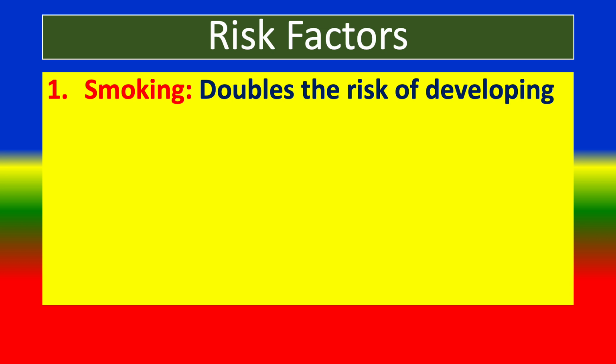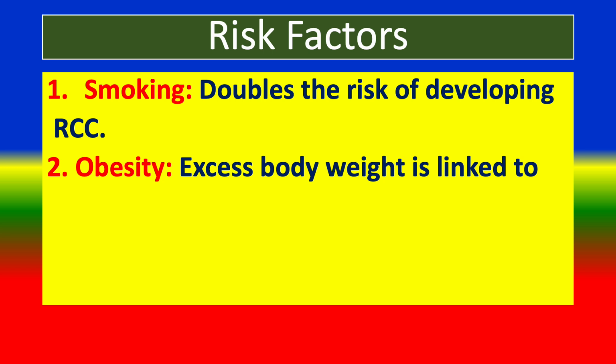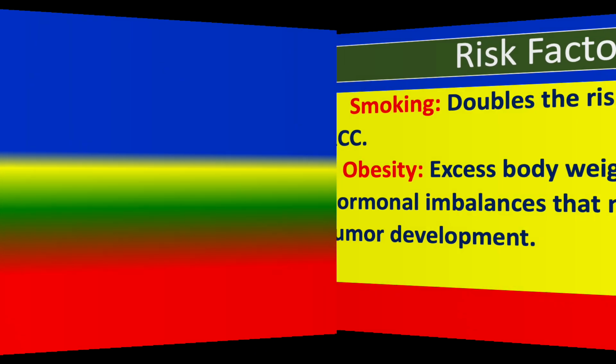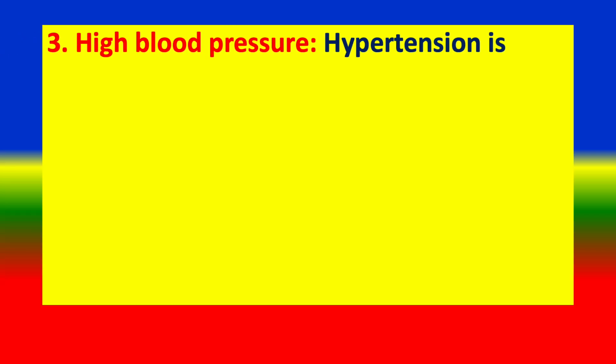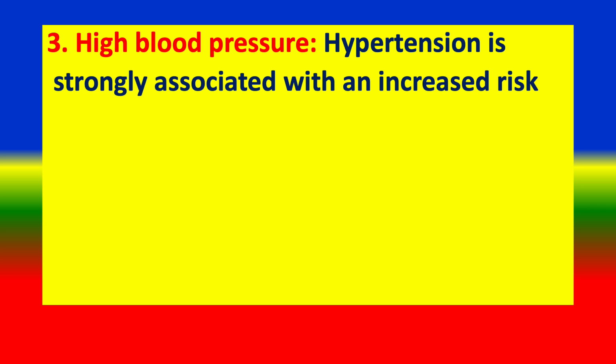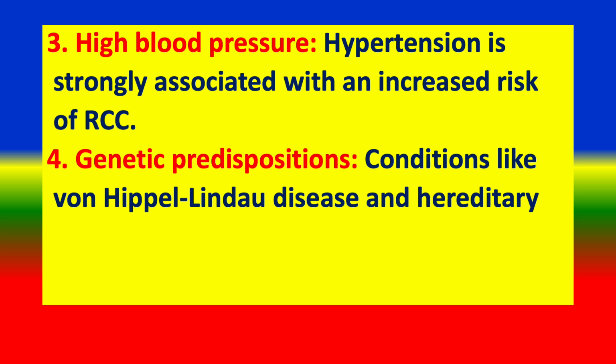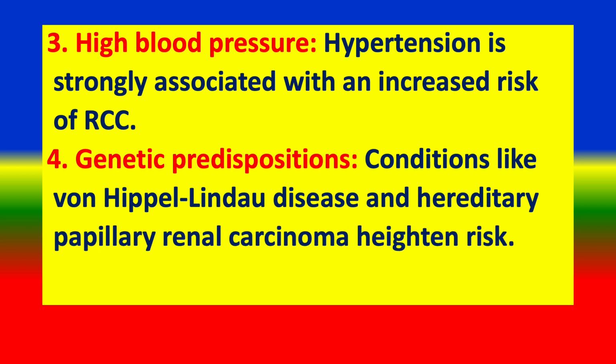Risk factors: 1. Smoking doubles the risk of developing RCC. 2. Obesity, excess body weight is linked to hormonal imbalance that may promote tumor development. 3. High blood pressure, hypertension is strongly associated with an increased risk of RCC. 4. Genetic predisposition, conditions like Von Hippel-Lindau disease and hereditary papillary renal carcinoma heighten risk.